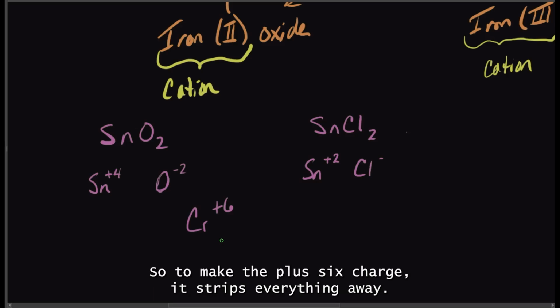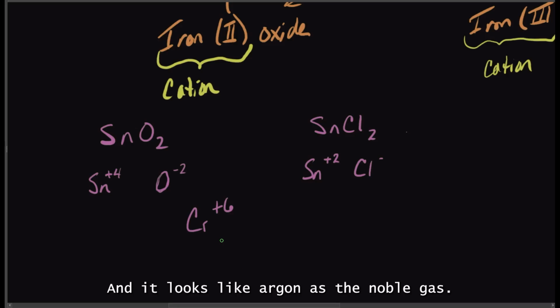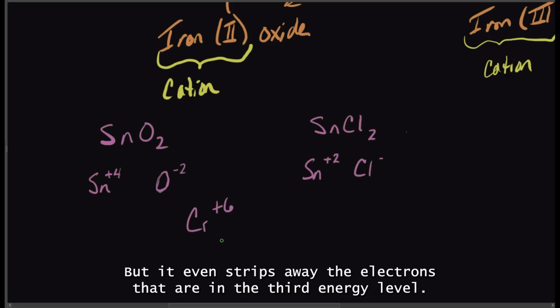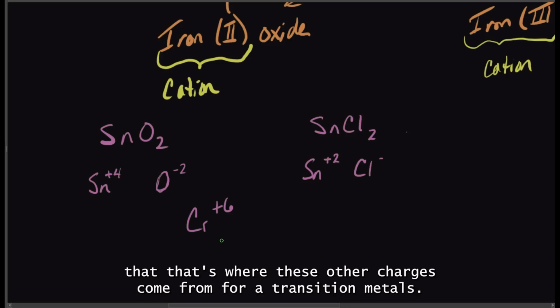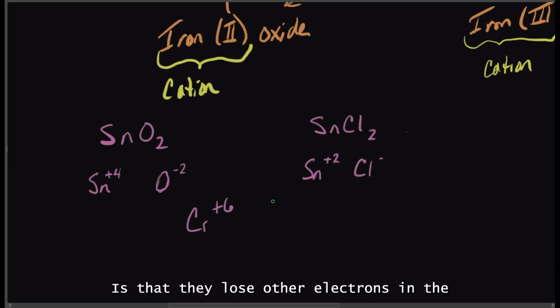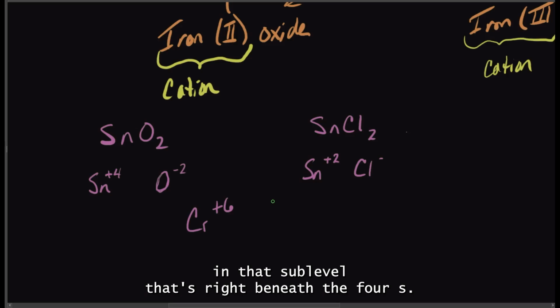So to make the +6 charge, it strips everything away, and it looks like argon as a noble gas, but it even strips away the d electrons that are in the 3rd energy level. So that's where they come from. That's where these other charges come from for our transition metals: they lose other electrons in that d sublevel that's right beneath the 4s.